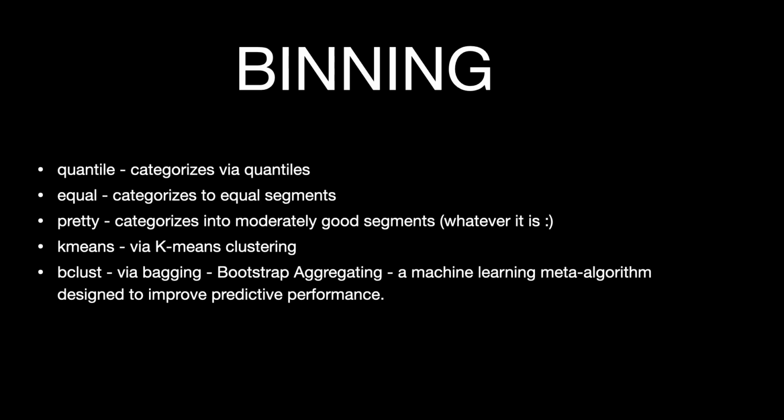Categorization, or binning, transforms a numeric variable into a categorical one. The following types of binning are supported: quantile, equal, pretty, k-means, and bclust. Bclust is the most interesting because it is categorization using clustering techniques with bagging, where bagging is an abbreviation for bootstrap aggregating, which is a machine learning meta-algorithm designed to improve predictive performance. The bclust method sounds most fancy, so let's try this one first.